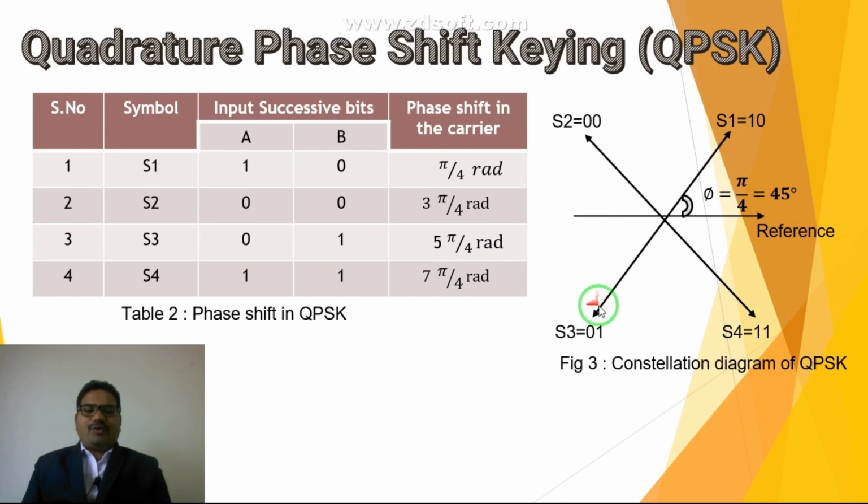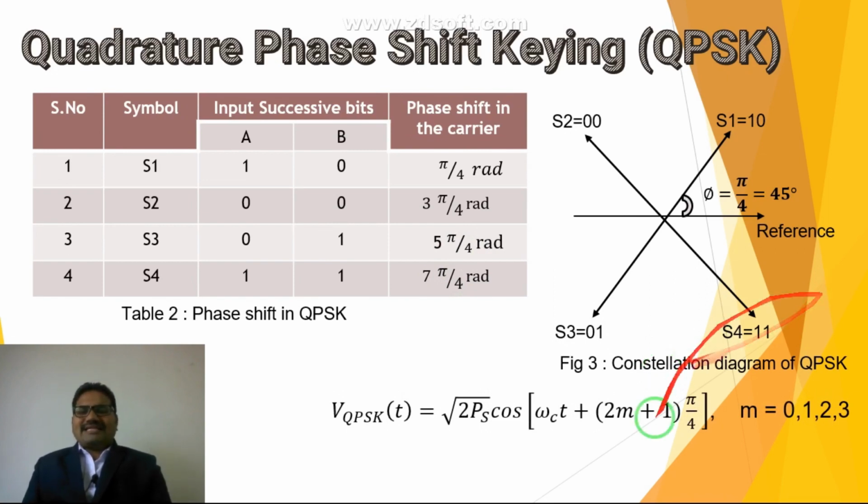Similarly, if you are going to transmit S3, then there is a phase shift of what? 5 pi by 4. And at the last, if you are going to transmit S4, that is 11, there is a phase shift of what? 7 pi by 4 radian. So this is your alternate way of representing QPSK.